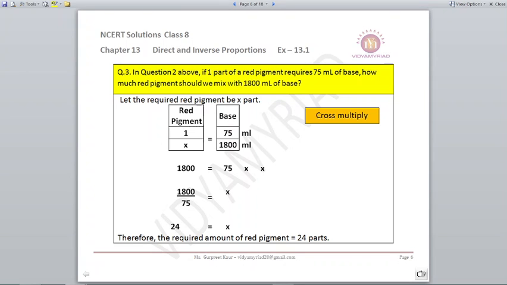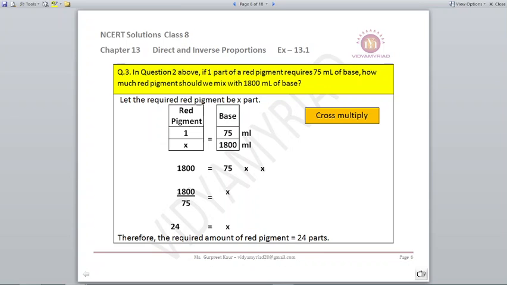Question number 3. In question 2 above, if 1 part of red pigment requires 75 ml of base, how much red pigment should be mixed with 1800 ml of base? Now here, we will divide it into red pigment and base. There are 2 parameters on the basis of which we are going to do this question. So when 1 red pigment is there, the base required is 75 ml. And how much red pigment will be required if the base is 1800 ml?